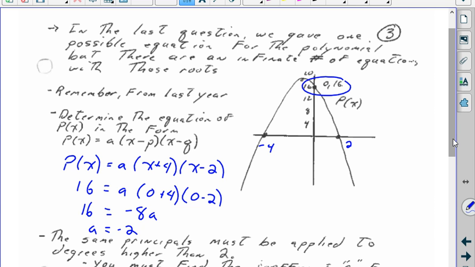We can't use our x-intercepts again. Any point, I happen to have a y-intercept. So this graph was y is equal to -2, x plus 4, x minus 2. That makes sense, minus, because it's heading down.